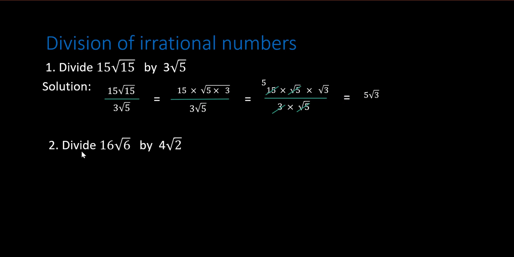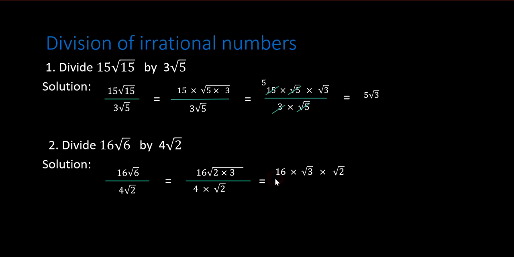Second question: divide 16 root 6 by 4 root 2. So similarly we can write here 16 root 6 by 4 root 2 equal to 16 into root 2 into root 3 by 4 into root 2. Here we can do cancellation, so we can write here 4 4s are 16, then root 2 cancels, so the answer will be 4 root 3.